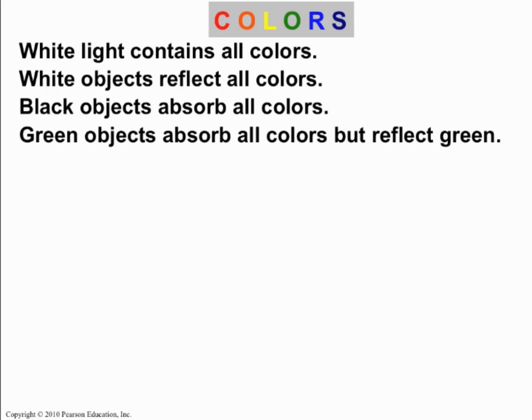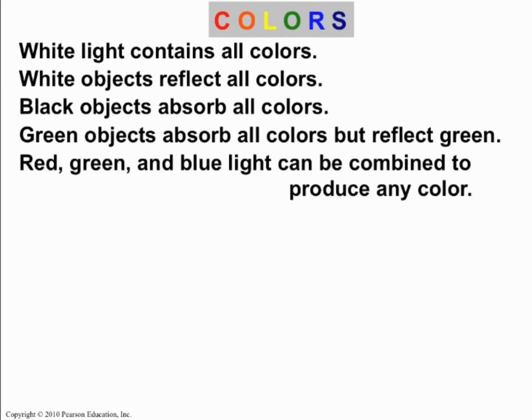All right, so green objects absorb all colors but reflect green. And so that makes sense. If you think of a green leaf, or a greenhouse, or any green thing that you can think of, a green frog, if you want to think about it this way, they're actually everything but green, because they absorb everything but green. We see them as green because that's the main color that they reflect. Now, that doesn't mean it's the only color they reflect, but it's the main one that they reflect.